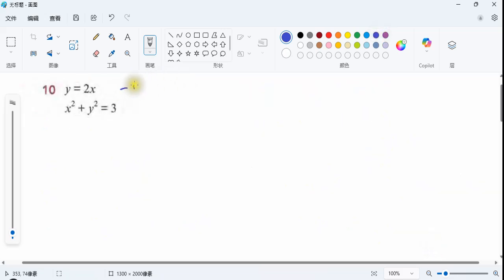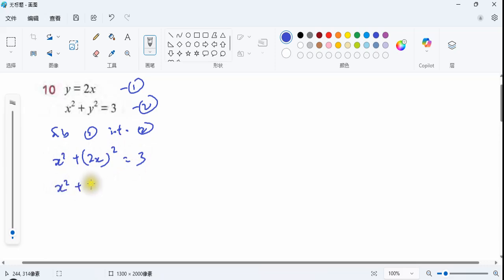Okay. Question number 10, this is equation 1, this is equation 2. We sub equation 1 into the equation 2. So x squared plus square of the 2x equal to 3. Then we have the x squared plus 4x squared minus 3 equal to 0. Then we have the 5x squared minus 3 equal to 0. Okay. So, wait, 4x squared, 5x squared. Okay.